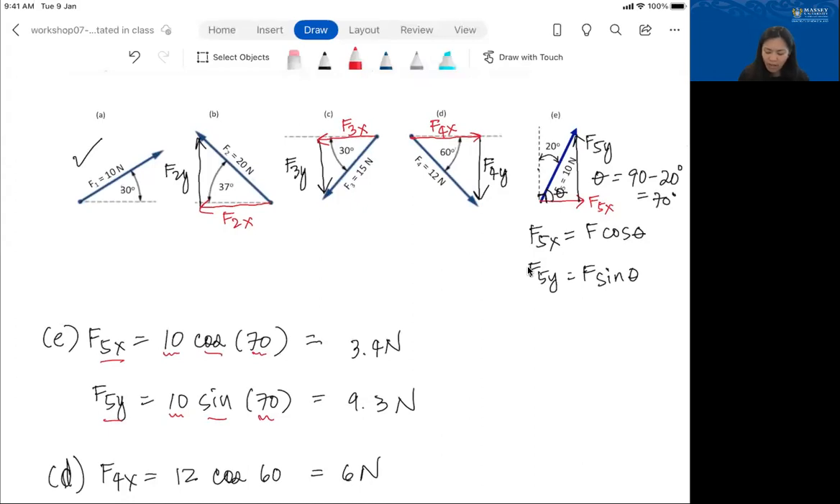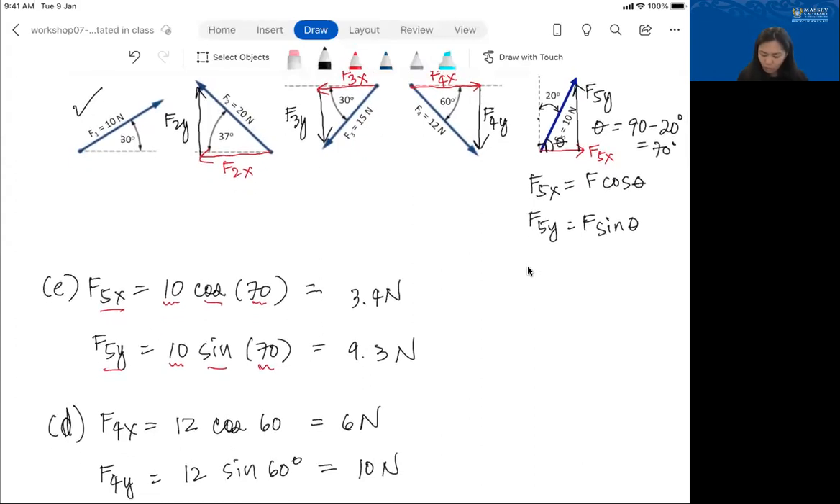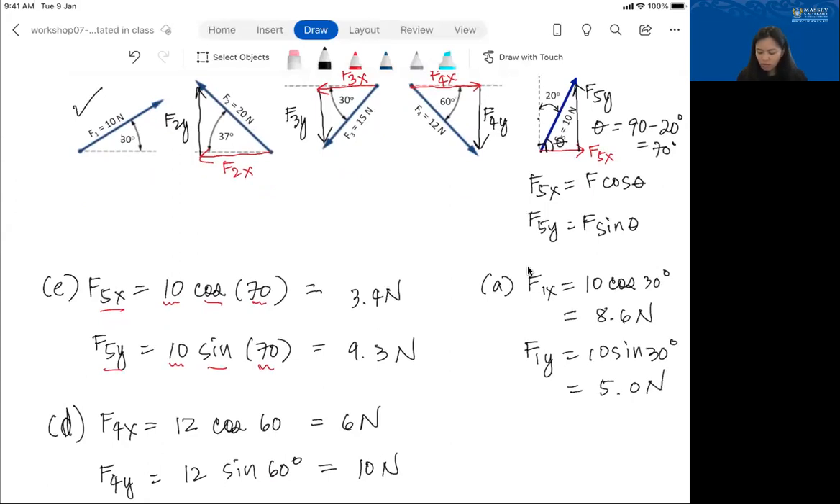And for question A, it's very similar to the one we did in class. F1x, the angle is measured relative to the x-axis, so that's a cosine 30 degrees. So F1x will give you 8.6 newtons, and F1y will just be the sine instead of the cosine. So the y component will be 5 newtons, 5.0 if you want to include two significant figures.